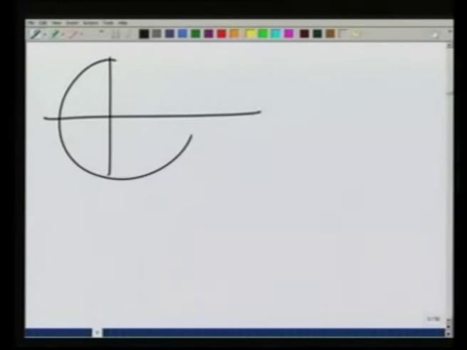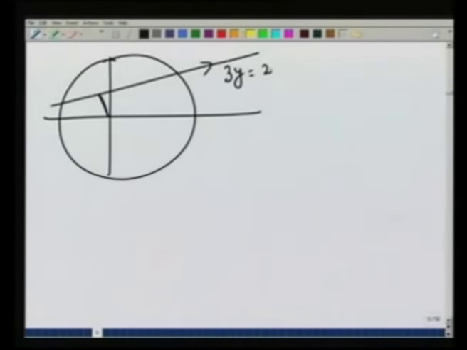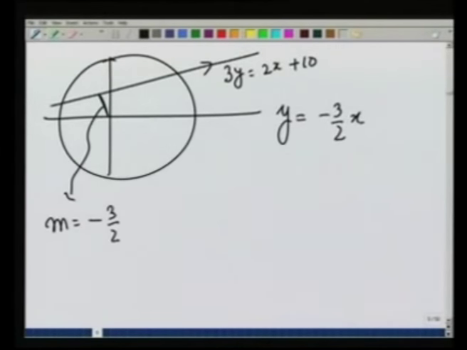Let me make the figure again. This is the disk, here is the force acting, and I am interested in this distance. The equation of this line is 3y equals 2x plus 10. Therefore, the slope of the perpendicular line m is going to be minus 3 over 2, and it is passing through the origin. Therefore, the equation of this line is going to be y equals minus 3 over 2 x. The line along which the force is working is 3y equals 2x plus 10, and therefore, I can find out what the intersection point is.